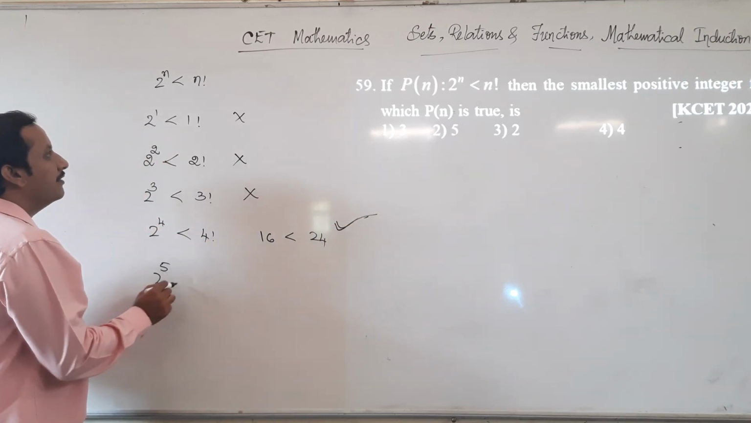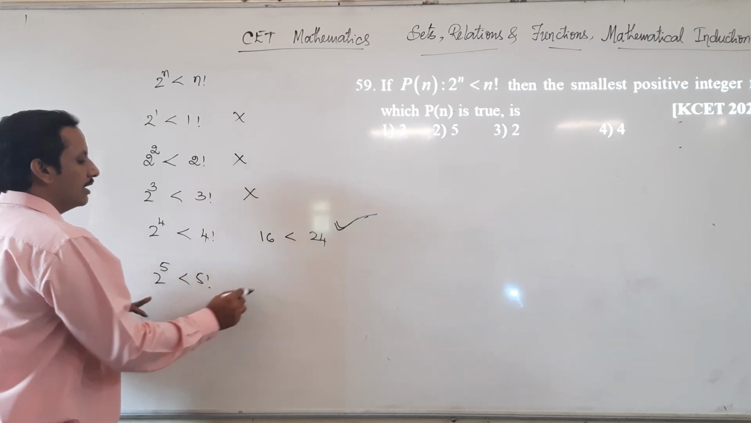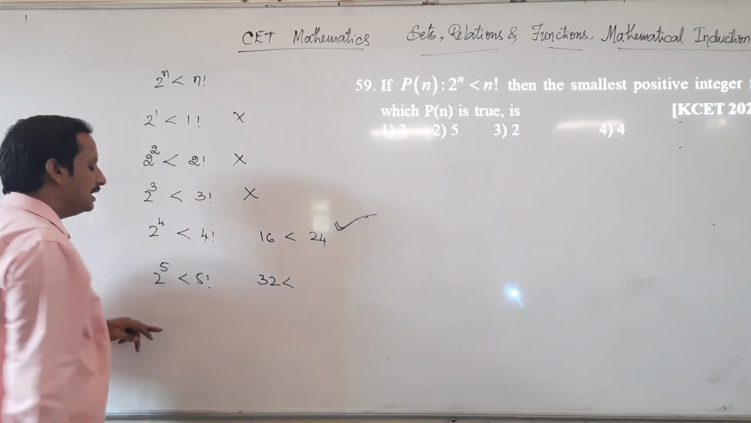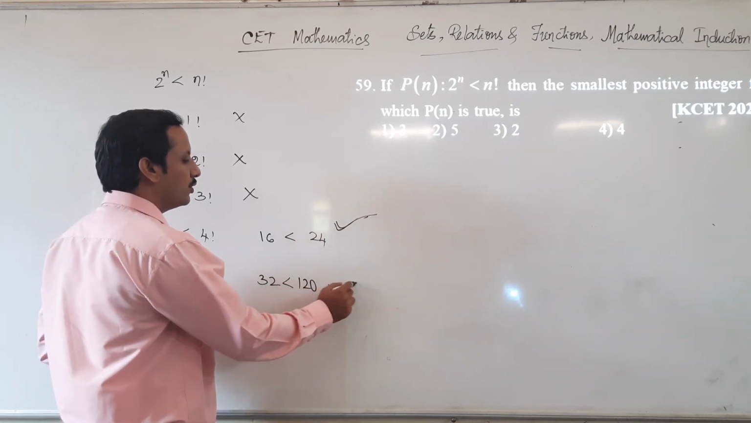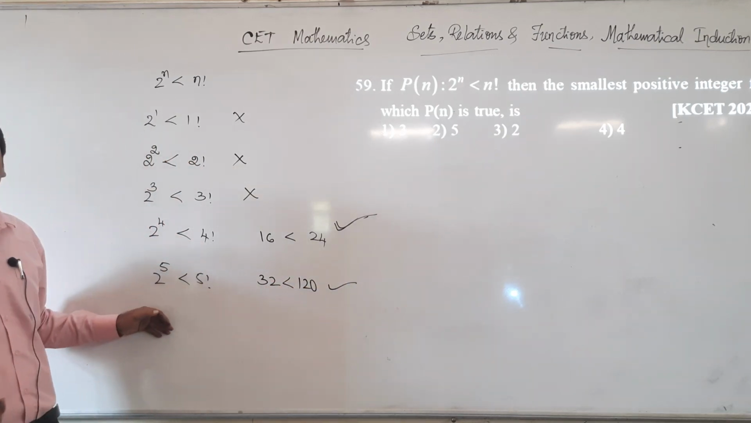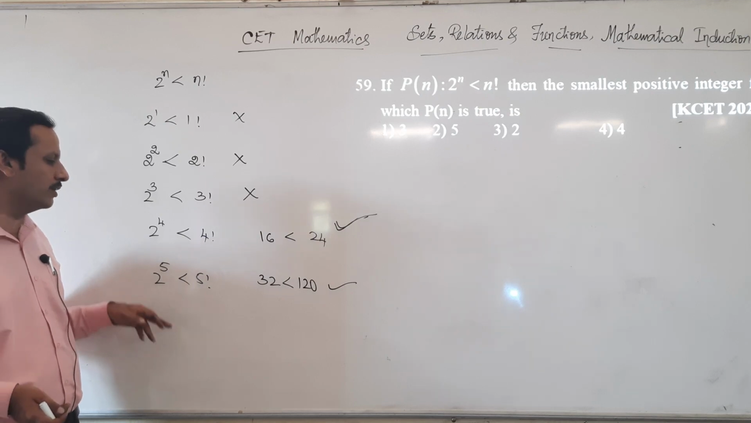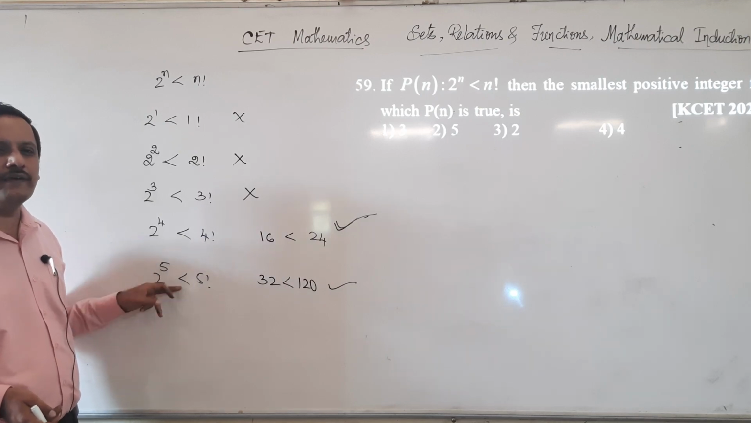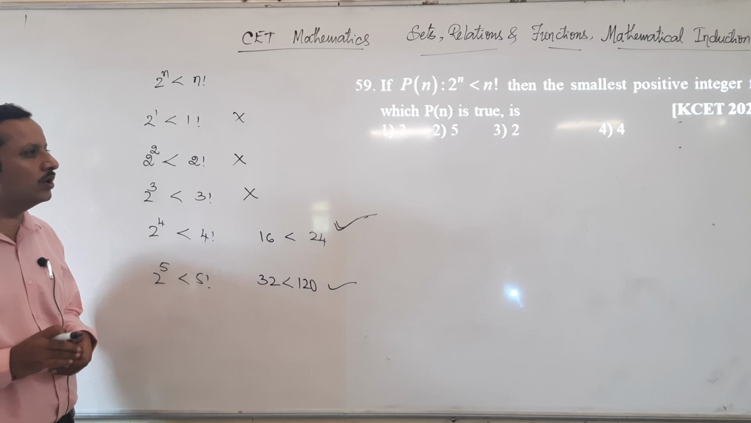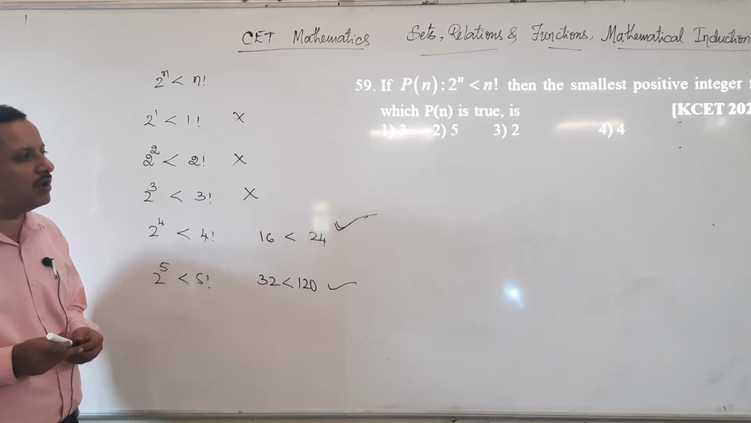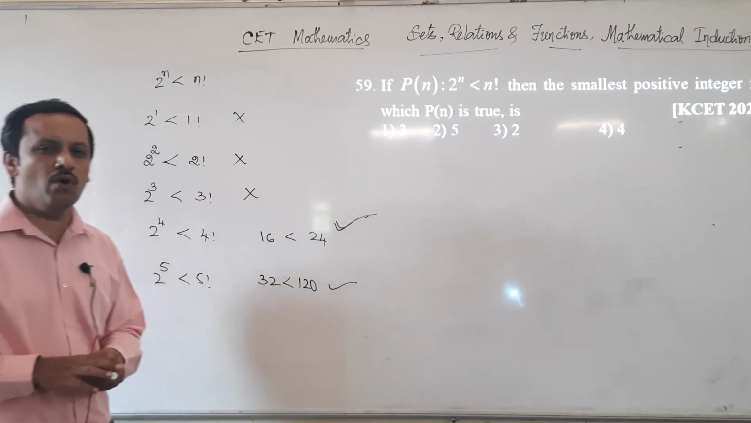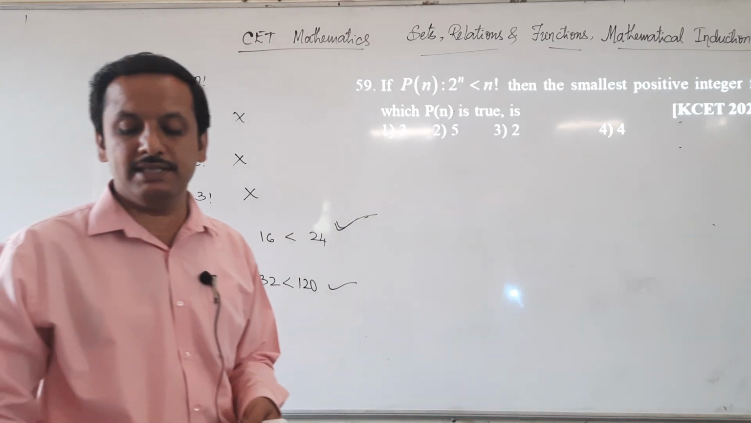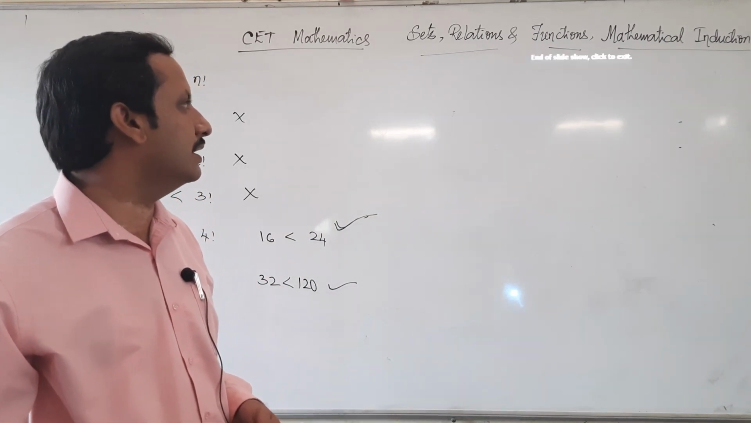Put n equal to 5, 2 power 5 is less than 5 factorial, 2 power 5 means 32 and 5 factorial means 120. This is also true. Further, if you keep increasing the value, for all those it will be true. So n equal to 4, 5, 6, etc. We want the smallest positive integer, so the smallest positive integer is 4. The fourth option is the correct answer.